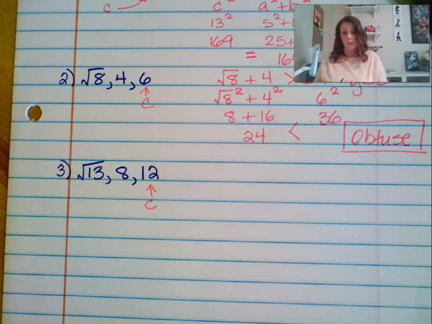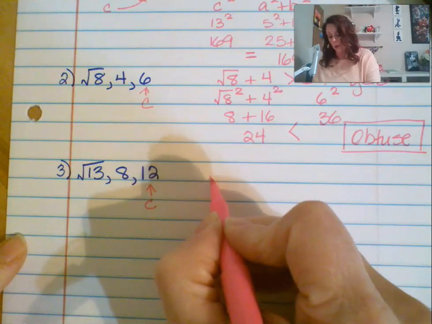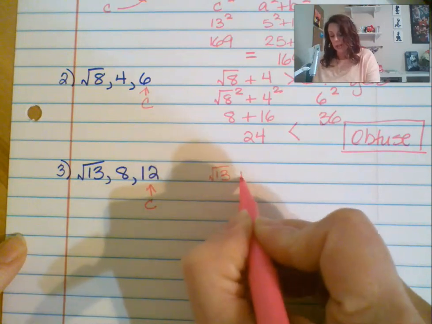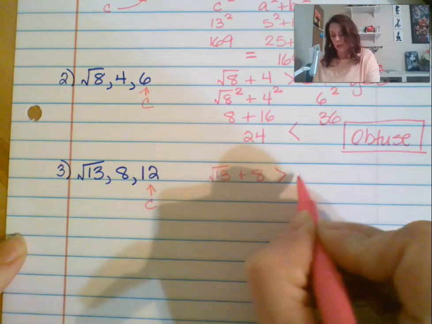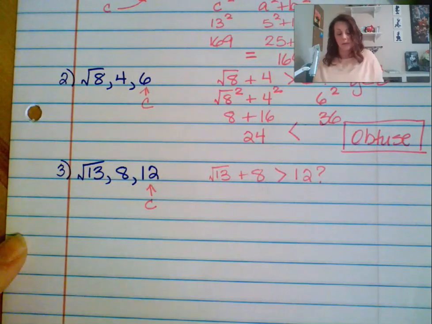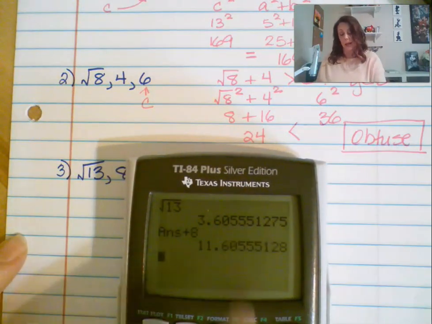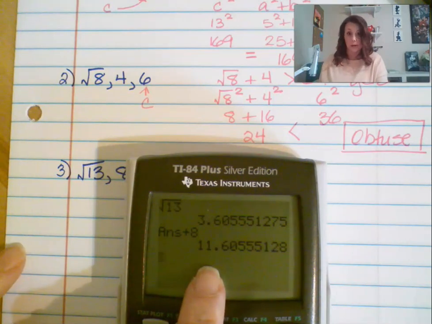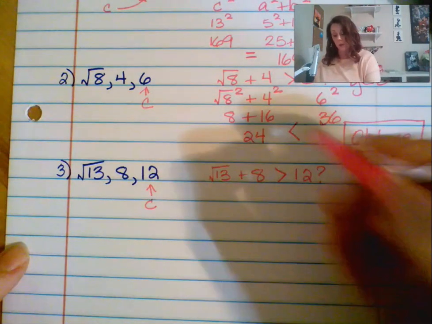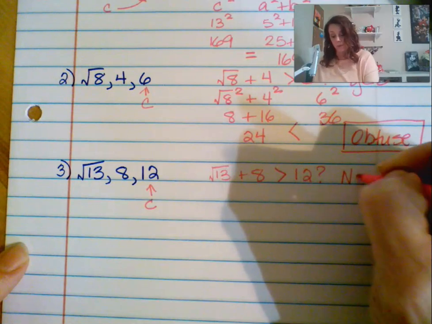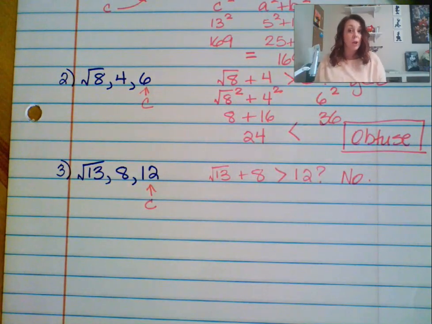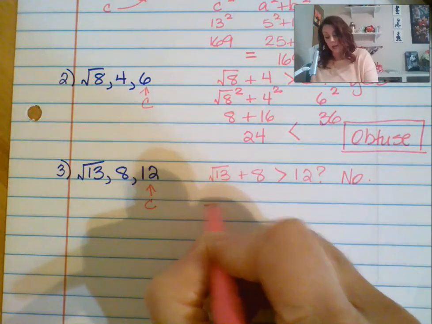First things first, check to see if the two smaller ones are larger than the largest. So is the square root of 13 plus 8 greater than 12? If I take this 3.6 and add 8 to it, I get a value that is not greater than 12. So this is no. Does it make a triangle? No, it's not a triangle.